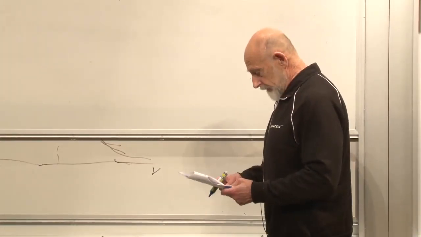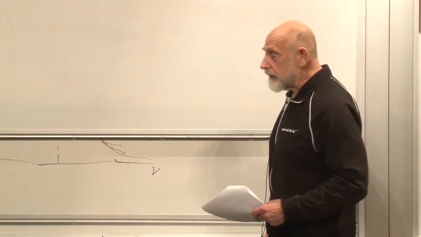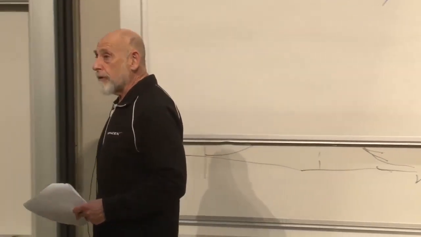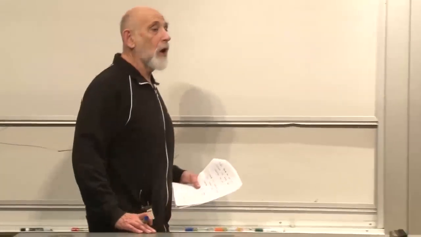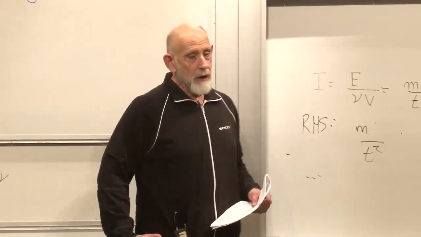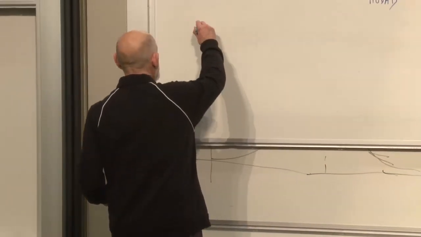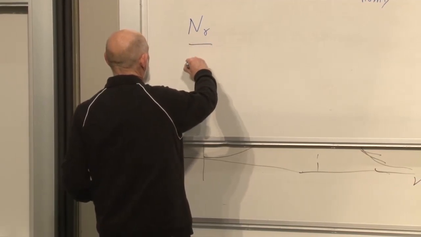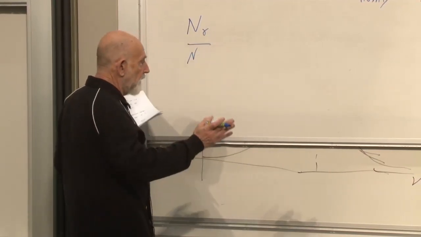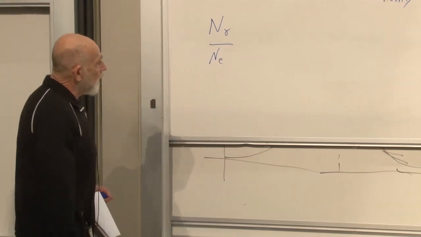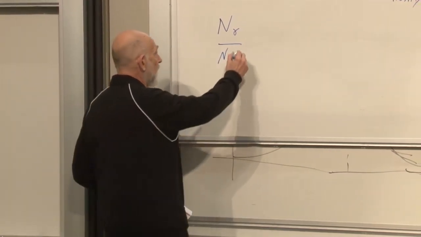But there's another element, and the other element is that there's a lot of photons out there. The ratio of the number of photons to the number of protons is very large. In fact, the number of photons to the number of atoms or the number of electrons, they're the same thing, let's say the number of electrons, the ratio is about 10 to the 8th.